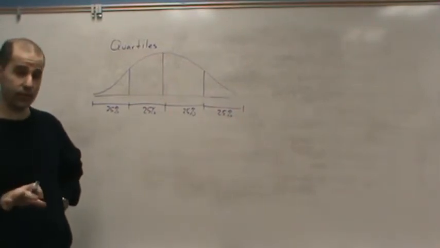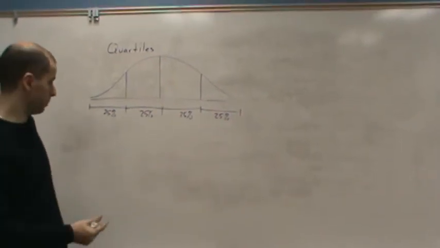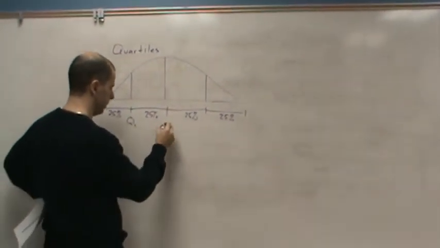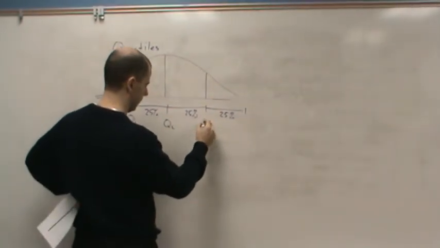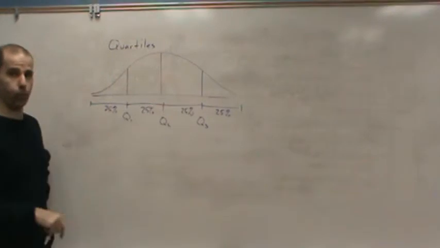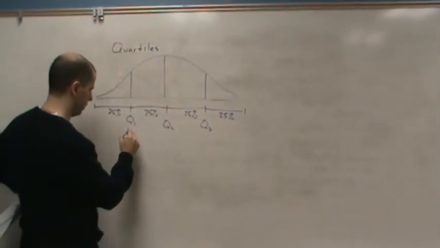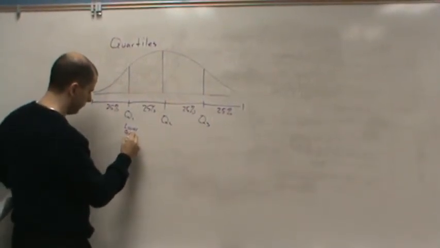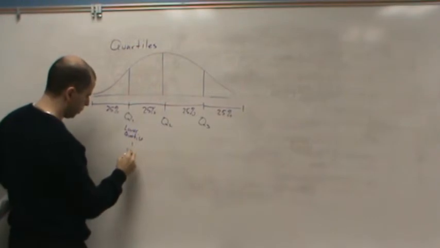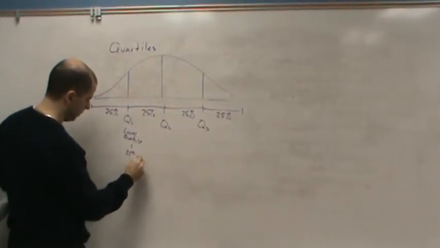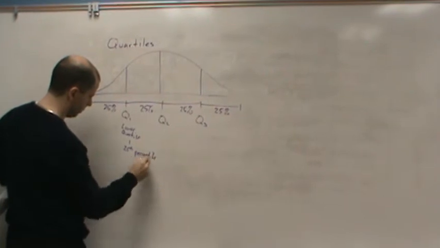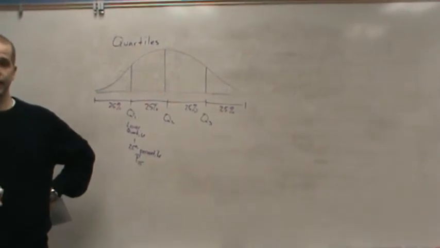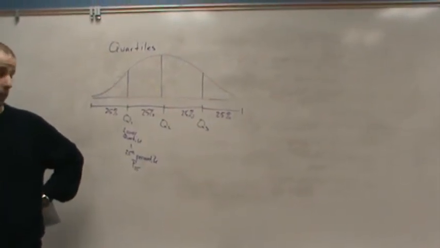Okay, so let's see how quartiles correspond with percentiles. This here we're going to call Q1. This is Q2, and this is Q3. Q1 is what we call the lower quartile. The lower quartile is also the 25th percentile, P25. So Q1 corresponds to P25, the 25th percentile.